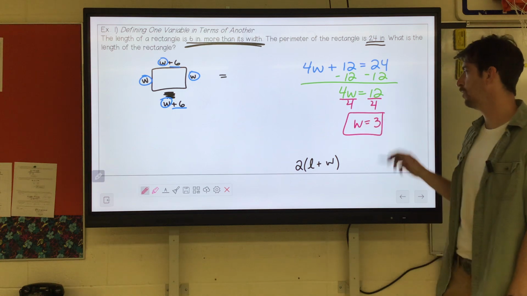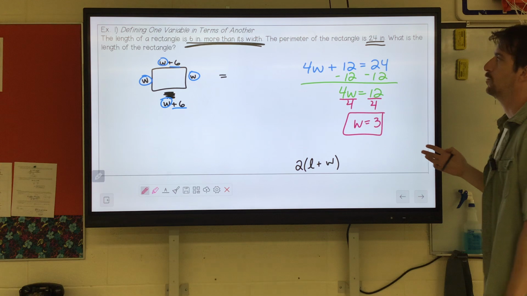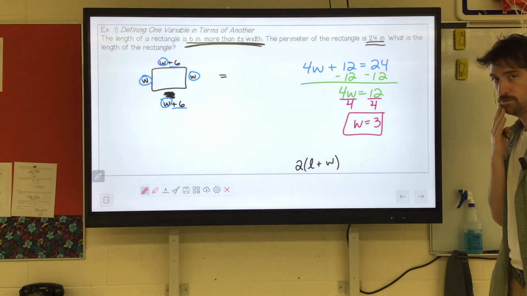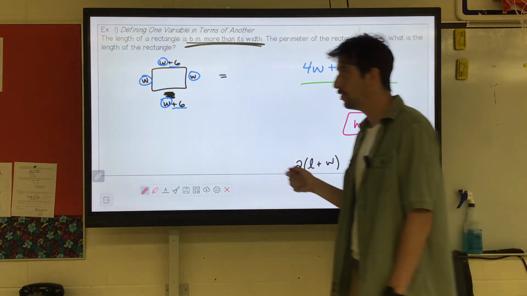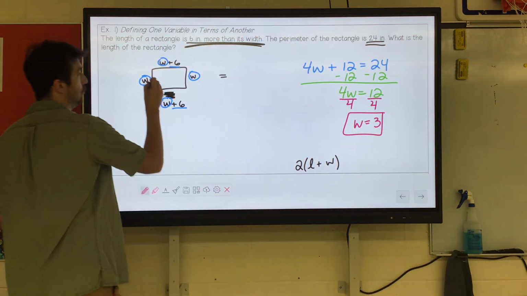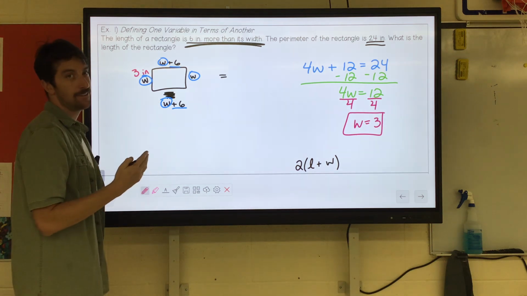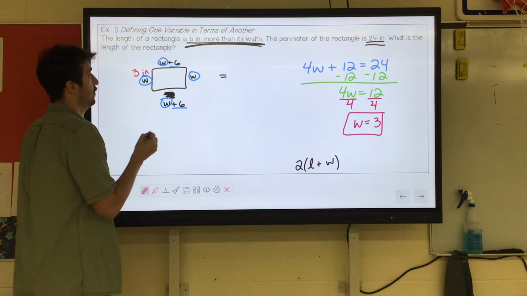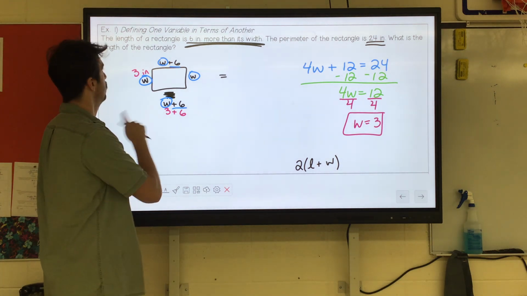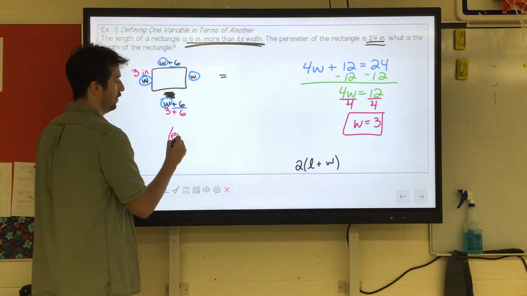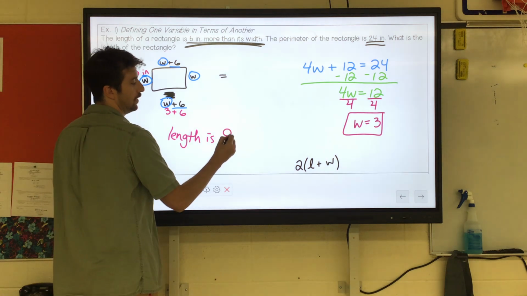Now this is a word problem, so we're going to want to answer what it's asking. It says, what's the length of the rectangle? Ooh, that's tricky. We solved W equals 3, so we know that the width is 3 inches, but it's asking about the length, and the length is 6 inches more than that. So you could say 3 plus 6. So the length is 3 plus 6 is 9, so 9 inches.